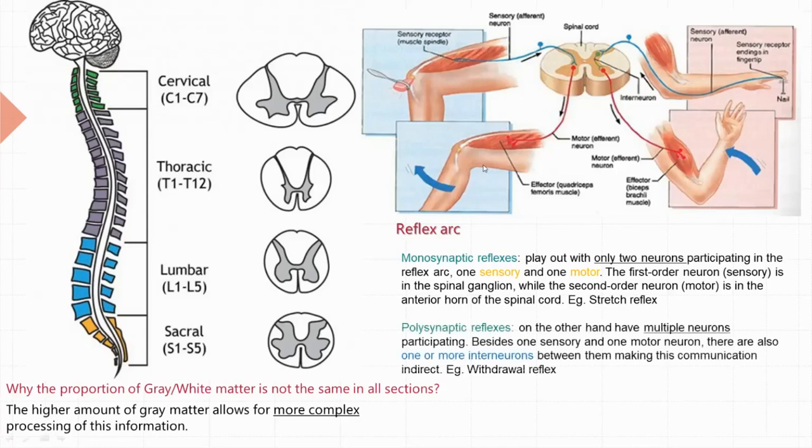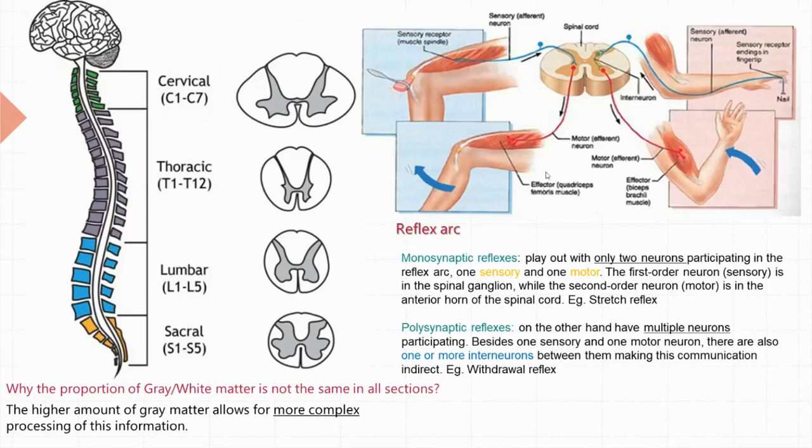And on the other hand, we have the polysynaptic reflexes. They have multiple neurons participating. Again, we have one sensory and one motor neuron, but what makes the difference is that we can have one or more interneurons, and they are responsible for communication between sensory and motor neuron. They are, of course, more complex than monosynaptic reflexes because they involve muscle groups and not just a single muscle.